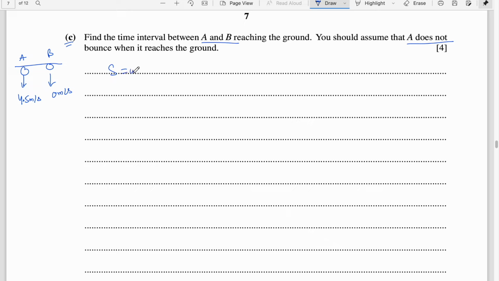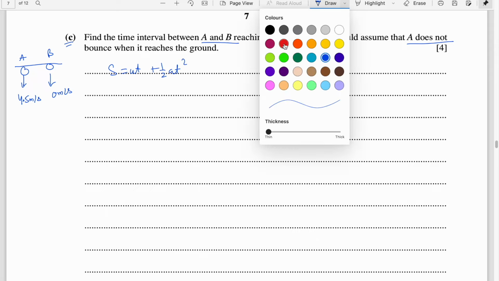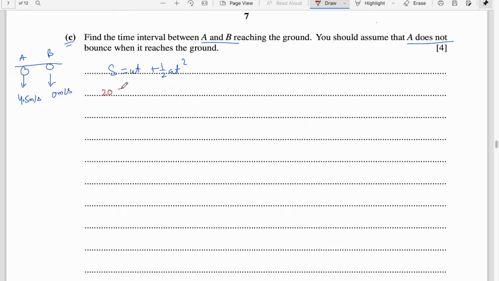So displacement is equal to ut plus half at square. We already know that they collide with each other at a height of 20. Initial velocity for A is 4.5, time is unknown, half taking acceleration as 10 as it is in the direction of gravity, and we solve this equation. So you get 20 is equal to 4.5t plus 5t square. Rearrange: 5t square plus 4.5t minus 20 is equal to 0.